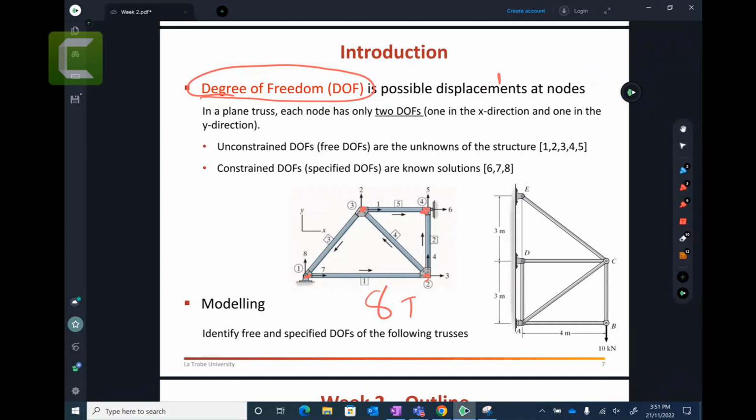What is degree of freedom? It is the possibility of displacement of the whole system. How many possible displacements are there going in X, Y, X, Y, X, Y. Each node can go in the X and Y direction. Therefore, it has 8 total degrees of freedom. It is basically the number of nodes times 2.